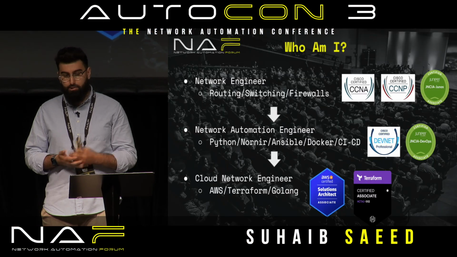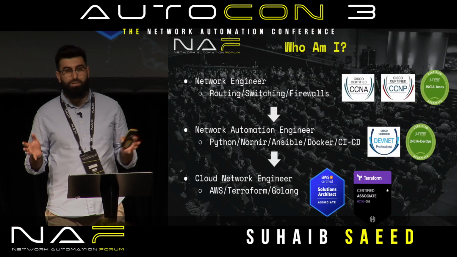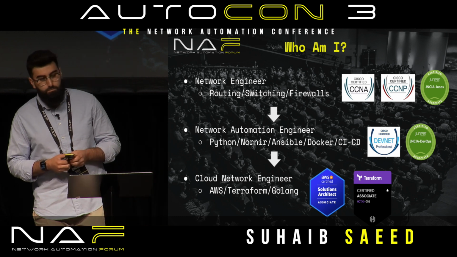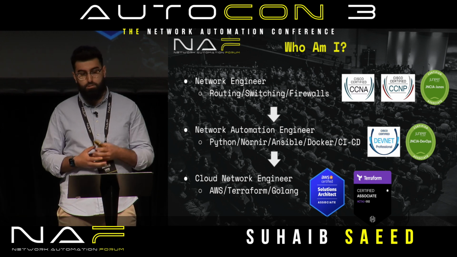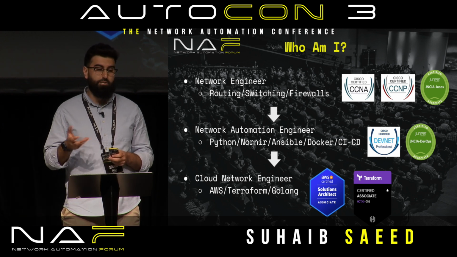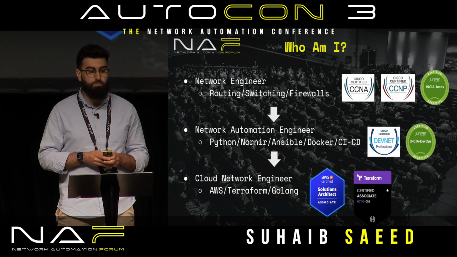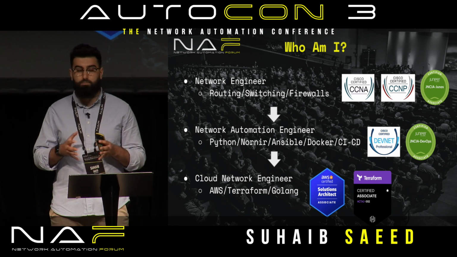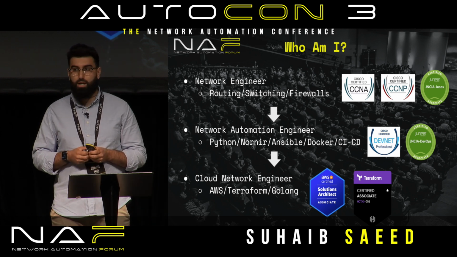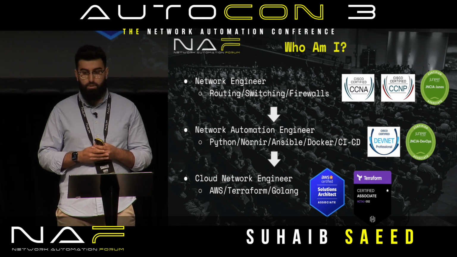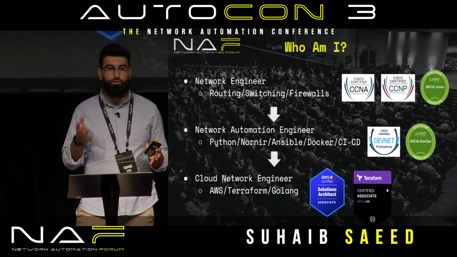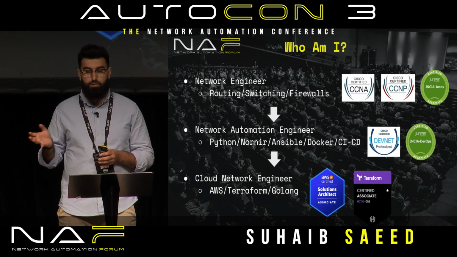So quickly, just a bit about my background. I started my life off as a traditional network engineer, doing routing, switching, firewalls, mainly in data center environments. Moved on, learned a bit of Python, a bit of Ansible, some containerization, and built some CI/CD pipelines as well, doing network automation. Fast forward to today, fully focused on AWS, knee-deep in Terraform and Golang as well, as a fully fledged cloud network engineer. So I've put together some of the structured learning pathways that I followed. If you're just new, starting out, these might help you as well.